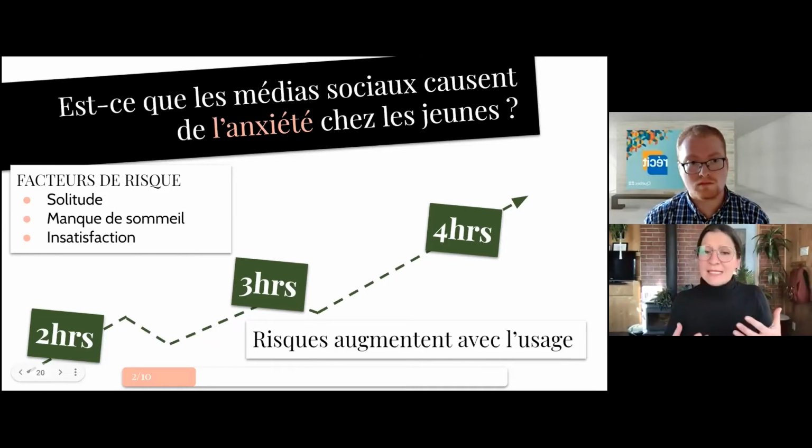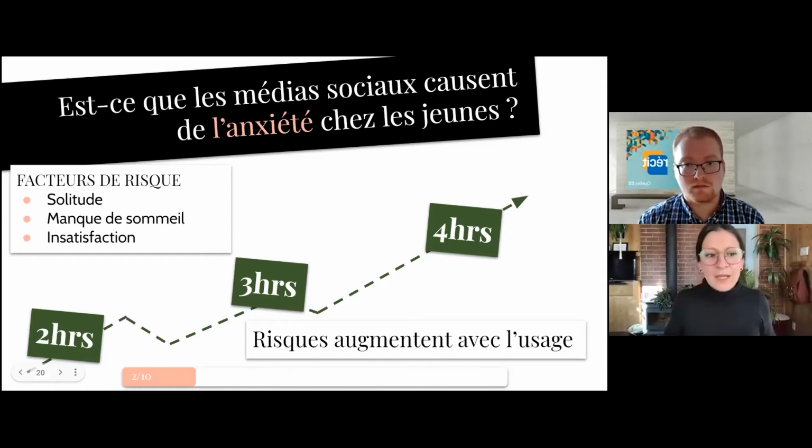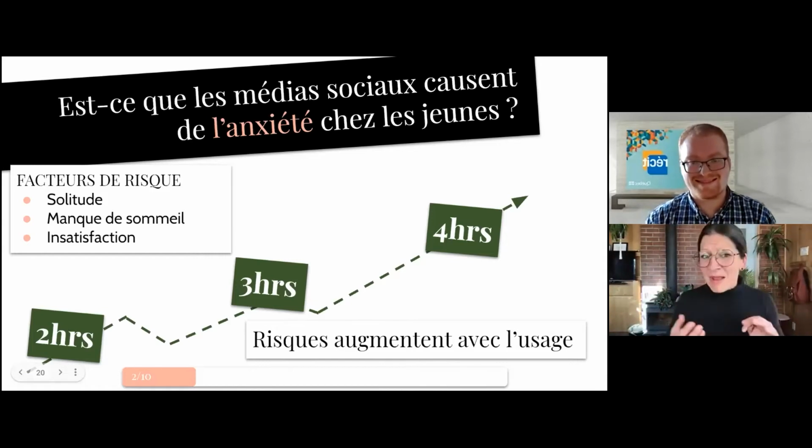For example, lack of sleep, because when we spend a huge amount of hours on the Internet or on social media, or reading, we forget we have to sleep. And there's a feeling of dissatisfaction because of the content of some social media and what they present.